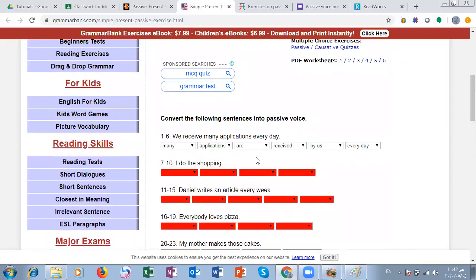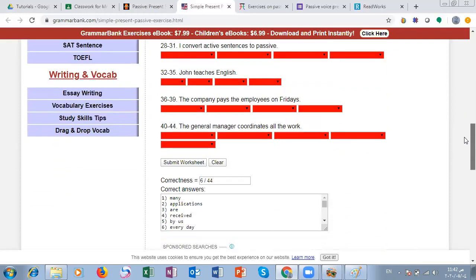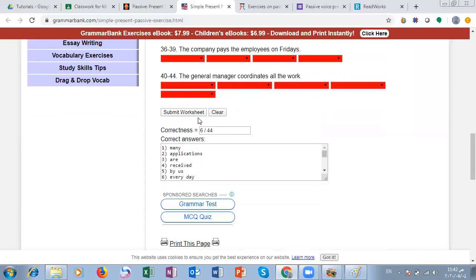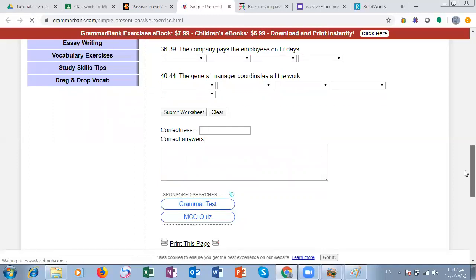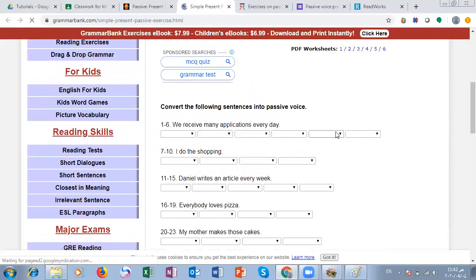Okay, number one is correct, but because I didn't answer all the tasks, they are wrong. So let's check again. Let's do it again. We did the first one. Let's do the second one.